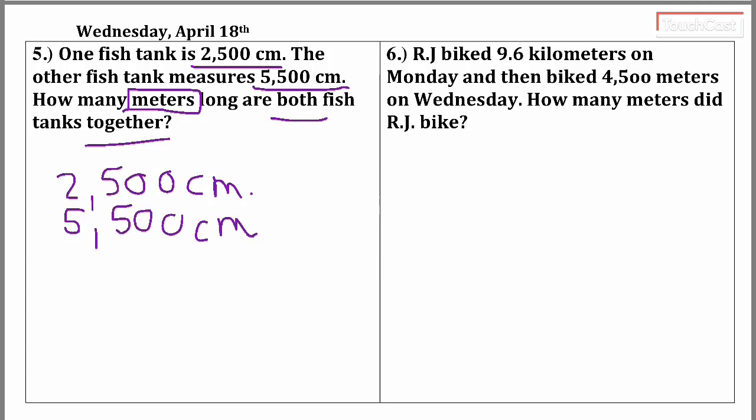Now, you'll notice that both of them have the same last name. They're both centimeters, which is great. That means that we don't have to convert them yet. We can solve first, then look to convert.